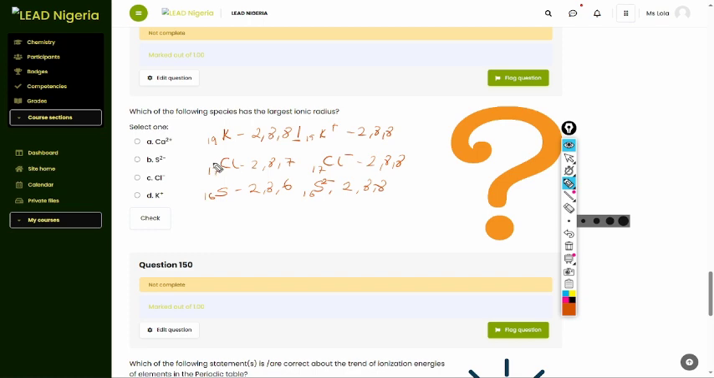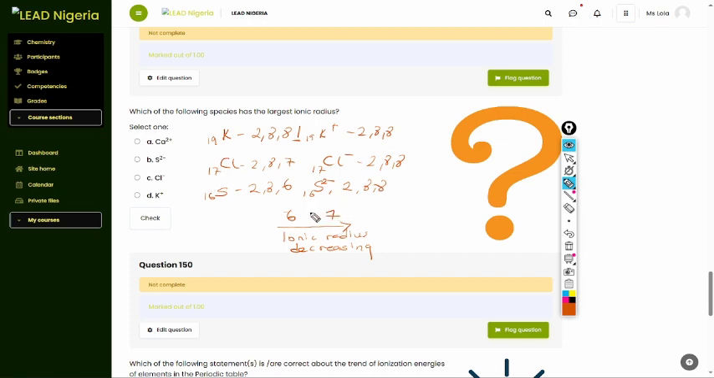So across the period, because the emphasis is on periodic trend, the emphasis is that as you're going across the period where the groups are increasing, the ionic radius is decreasing. So as it's decreasing, sulfur is in group 6 while chlorine is in group 7. So as you're going across this way, the ionic radius is decreasing. So what this means is that this has a larger ionic radius than this. Oh, we were right the first time.